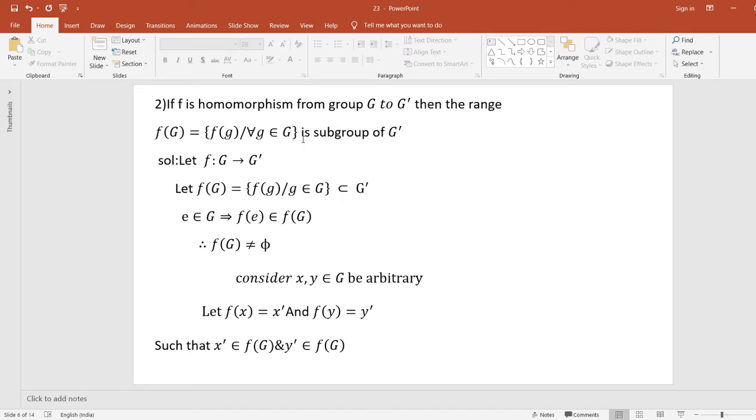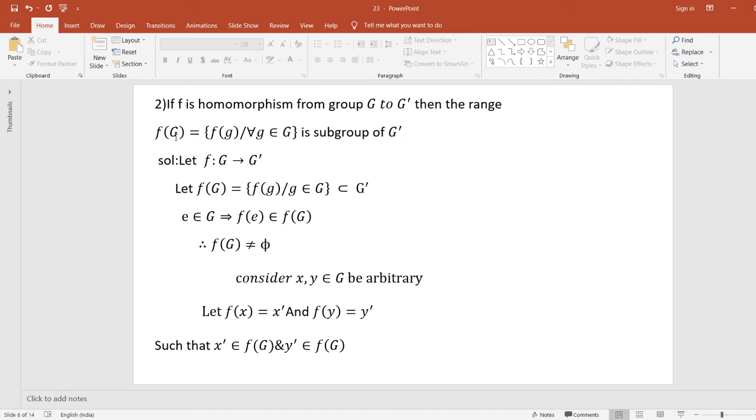Next, if f is a homomorphism from G to G', then the range f(G), equal to f(g) such that g belongs to G, is a subgroup of G'. Let f from G to G' be a homomorphism from group G to G'. Then the range set f(G), which is f(g) such that g belongs to G, is a subset of the image set G', right? Look here. Codomain set, right? e belongs to set G, then f(e) belongs to f(G). Therefore, f(G) is a non-empty set.